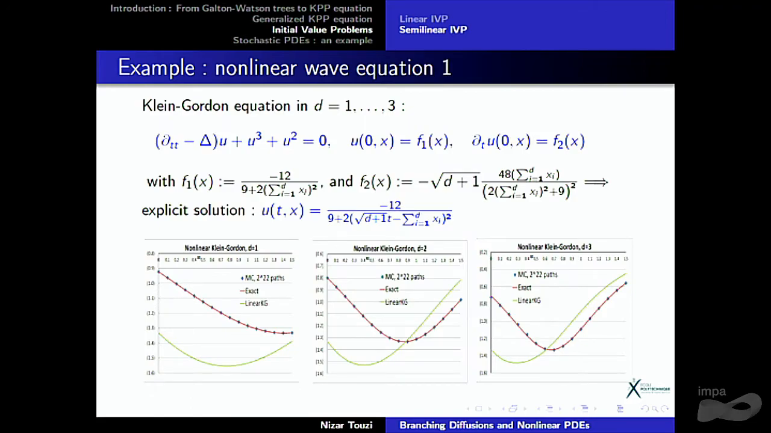And so these are numerical experiments for the nonlinear wave equation. So again, two derivatives in time, two derivatives in space, and this nonlinearity, dimension 1, dimension 2, dimension 3. In green, you have the solution of the linear equation, so without u3 and u2. In red, you have the exact solution. Again, we know the explicit solution of this equation for the same reason as before. And what we get by Monte Carlo are the blue points, and you see that we can match them almost perfectly, because we're taking many paths here, of course.